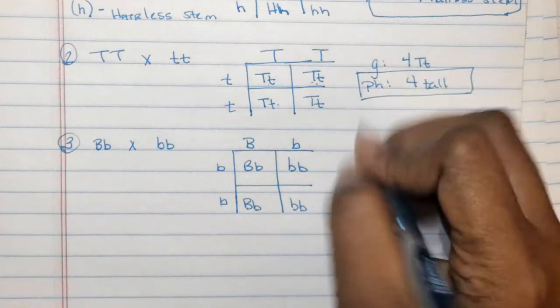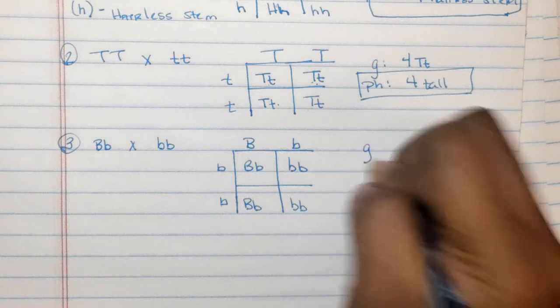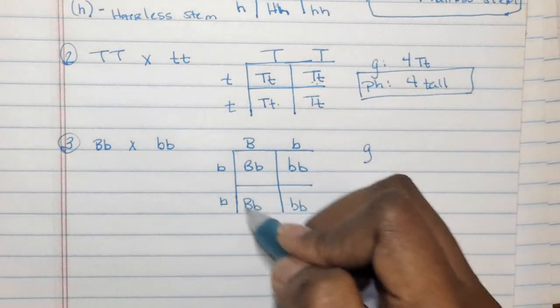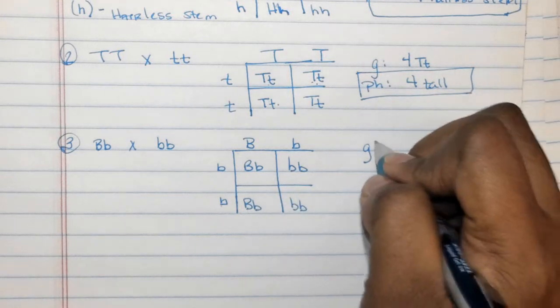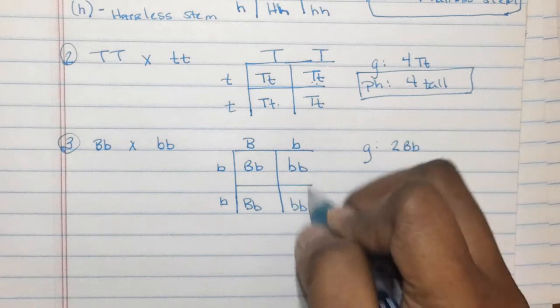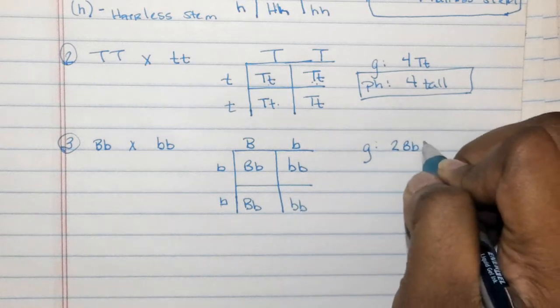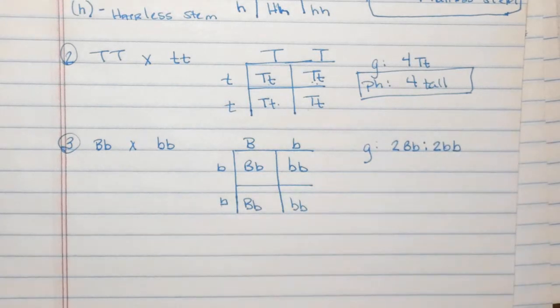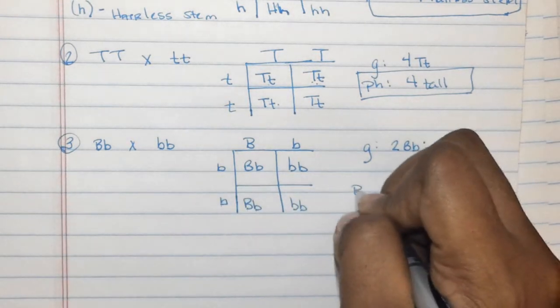Okay, so genotype ratio is what's in the boxes. So I've got 2 big B, little b. And then I've also got 2 little b, little b. Okay, phenotype ratio.